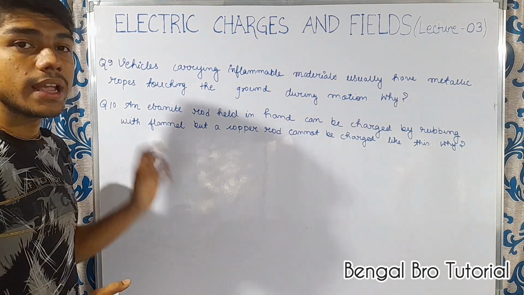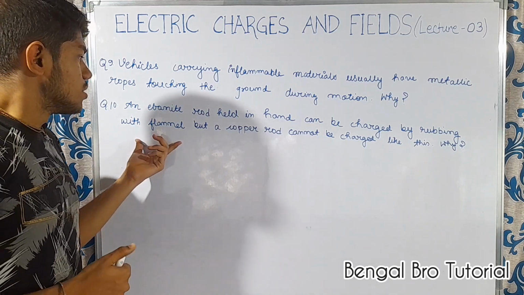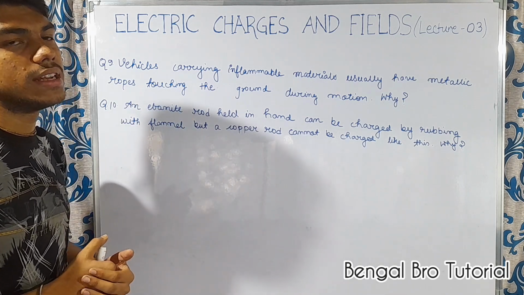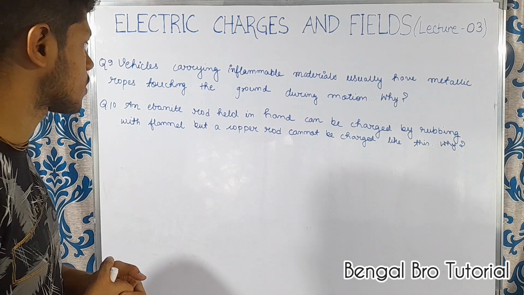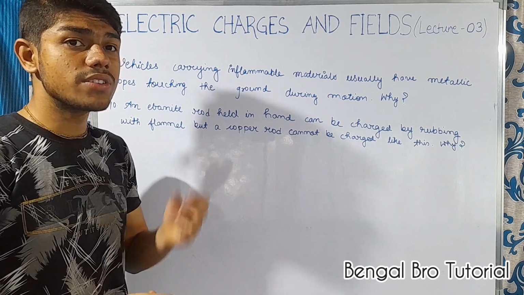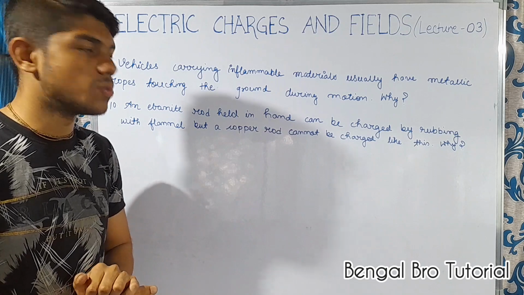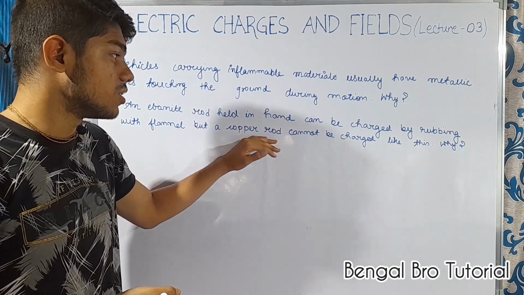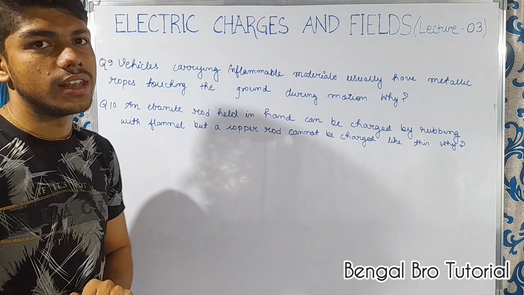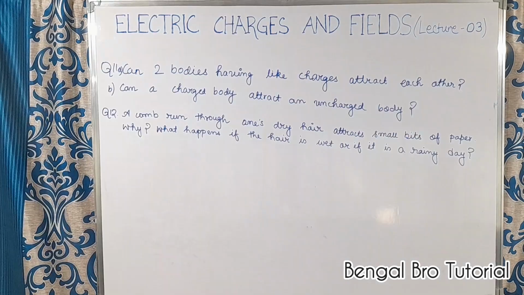The ebonite rod being an insulator, when it is rubbed with flannel, the charge stays in that very place where it has appeared. But a copper rod being a metal will transfer the charge to the ground through our body, and that's why charge will not stay on the copper rod, or we cannot charge a copper rod by rubbing it with a flannel. Okay, so now let's move to the next set of questions.